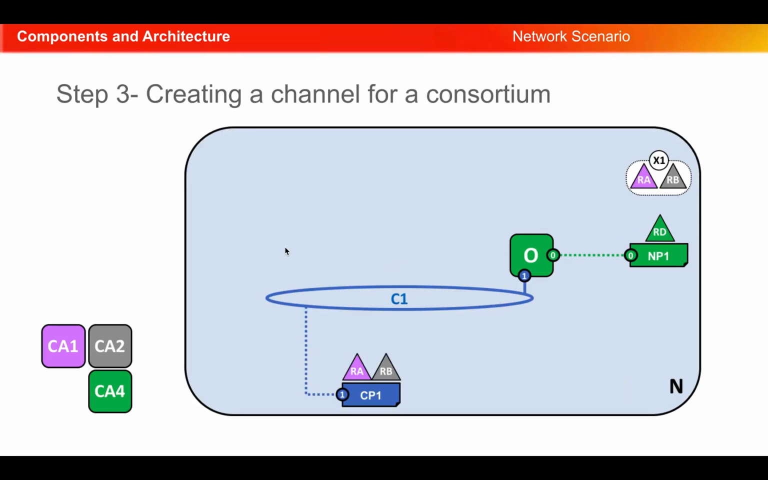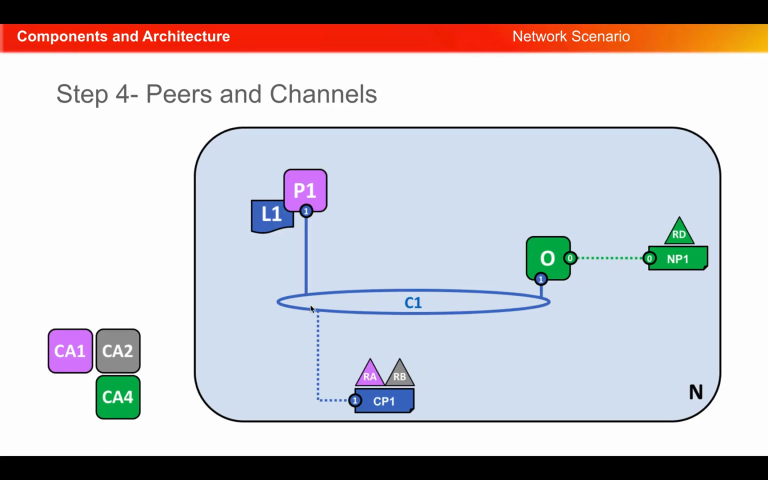Now, creating a channel for the consortium. In the previous slide, you can see that RA and RB have created the consortium X1. Now, in order for them to communicate in a private manner, a channel is needed. So they create the channel which is in turn connected to the orderer, and this channel has to abide by the channel policy 1 rules, which is agreed by both RA and RB, which is organization A and organization B. So channel 1 is connected to both RA and RB.